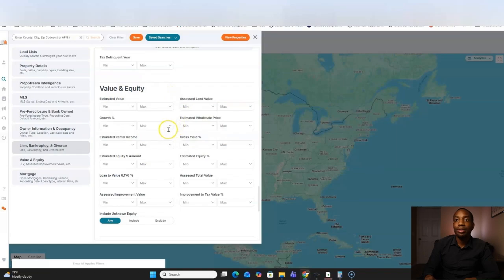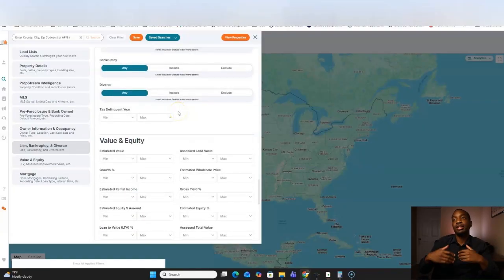And then value and equity, I like this a lot too, because it's similar to years. I want to make sure they have a certain amount of equity. And so I usually use a percentage type. For me, as long as it's around 30% or more, I'm good. If I really want to narrow down the list, I may go to like 50%. Estimated equity amount, if you want to put an amount to that equity, you can do that, and different things like that.